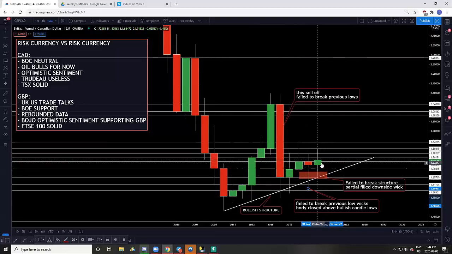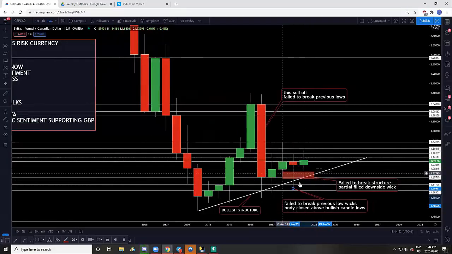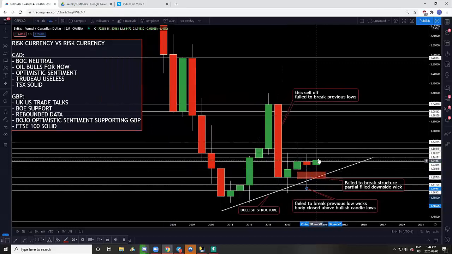We can also see with this year, we've also come down to test that bullish market structure. These candle body lows failed to break and hold bullish structure, as well as partially wick filled, around a 50% wick fill of this bearish wick here, okay? So we've already grabbed a lot of liquidity and have a lot of liquidity generated from the downside in buy orders, in my opinion.